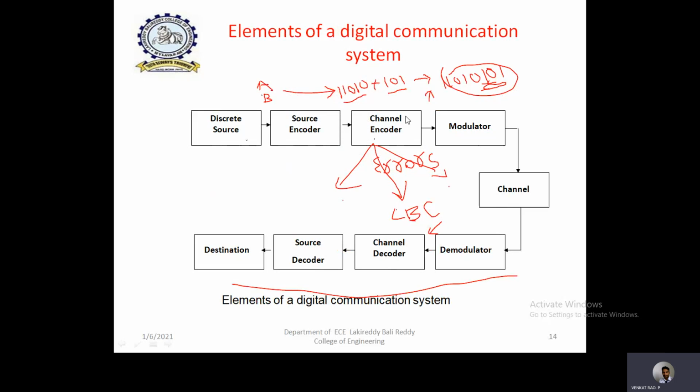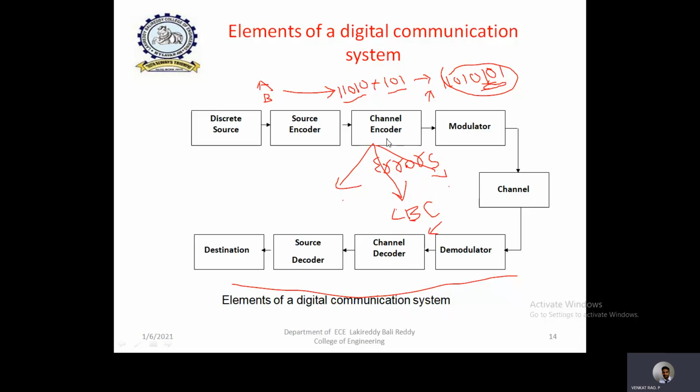The purpose of this particular block, the channel encoder, is especially error detection and correction in the entire digital communication system while we are receiving the data. There are different types of channel coding techniques for the purpose of error detection and correction. One of them is linear block code and another one is cyclic code. So today we are going to discuss cyclic code. Here, how the error is detected and how this error is corrected.